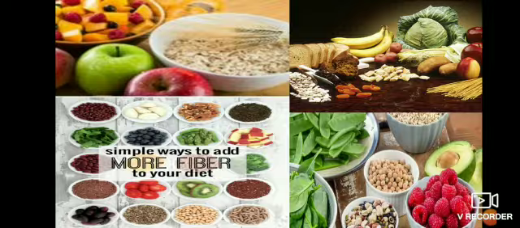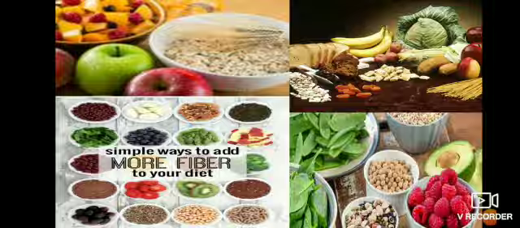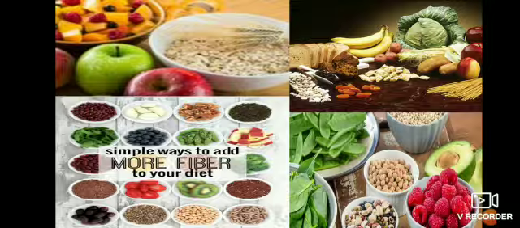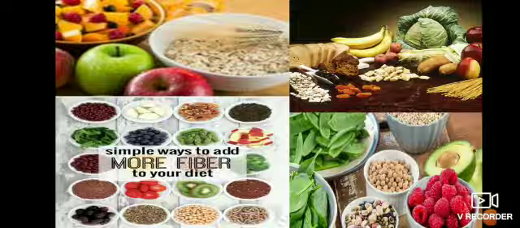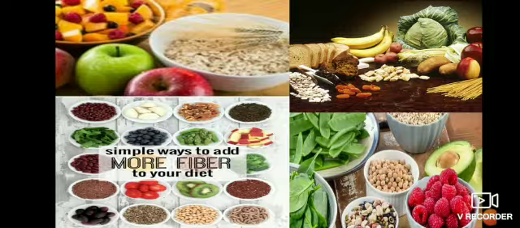Now we go to the function of these roughages or dietary fibers. Why our body needs roughages or dietary fibers? Roughages are a kind of carbohydrates that our body fails to digest. But these dietary fibers help in free bowel movement in the digestive tract. And these roughages also prevent constipation. What is constipation? Means it is a situation where we find difficulty in passing stool or motion.